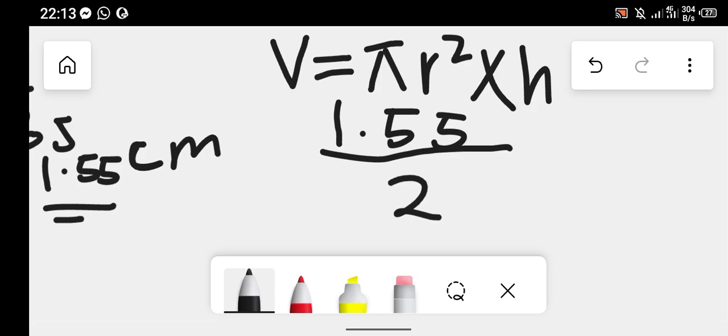Divide this by 2, right? So after doing this, that's your answer. When you divide the 1.55 by 2, you should get something like 0.775. Yeah, 0.775.